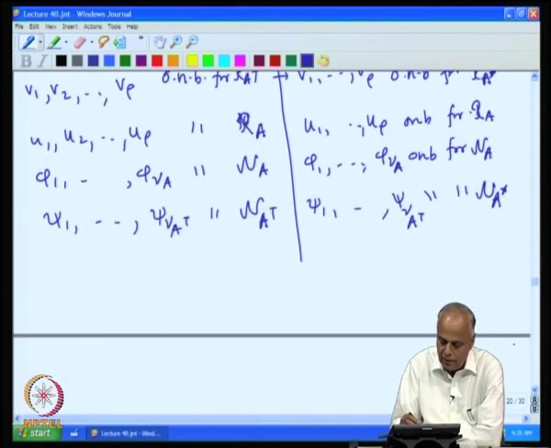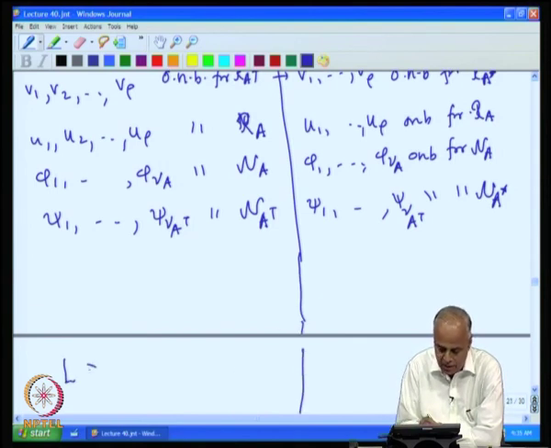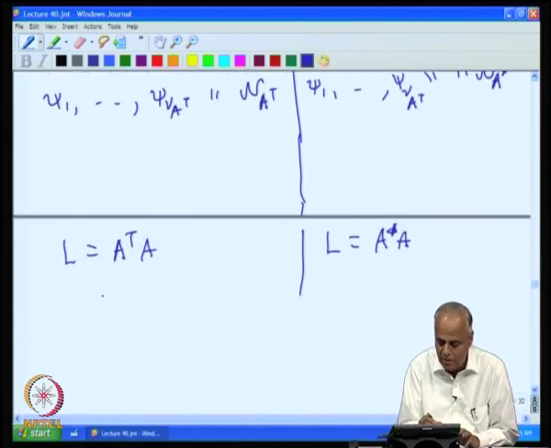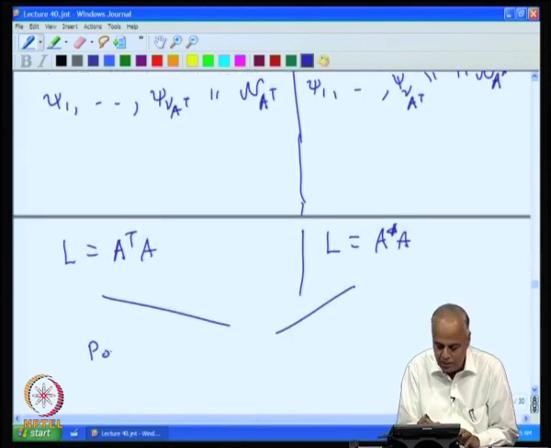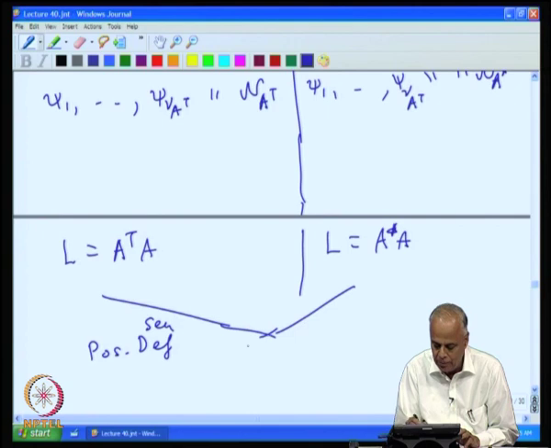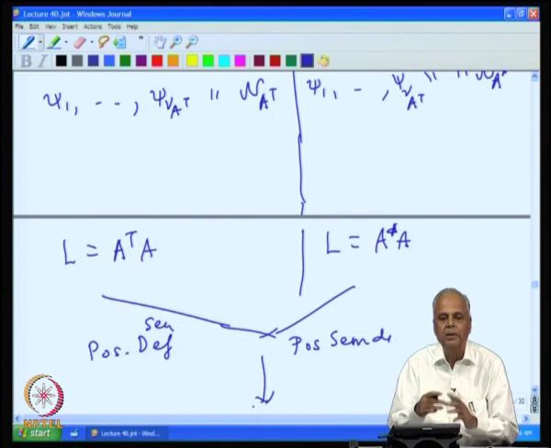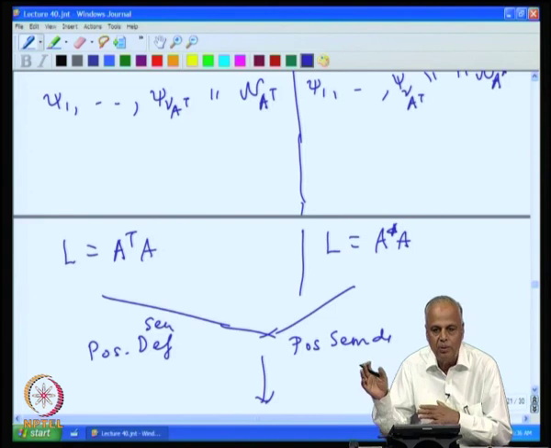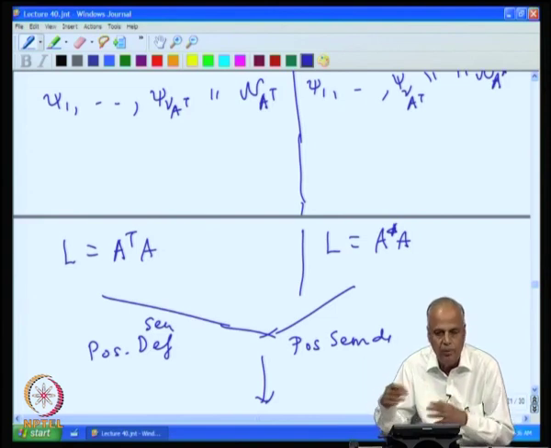Now, where do we get all these things? Previously, in the real case, we considered L equal to A transpose A. Now we will consider L equal to A star A. From this stage onwards, it is all the same. This will be positive semi definite, and the other product will also be positive semi definite. And therefore, computations will proceed as before. Find the eigenvalues, which can be arranged as lambda 1, lambda 2, lambda rho, with corresponding v 1, v 2, v rho, you get the singular values and so on and so forth.